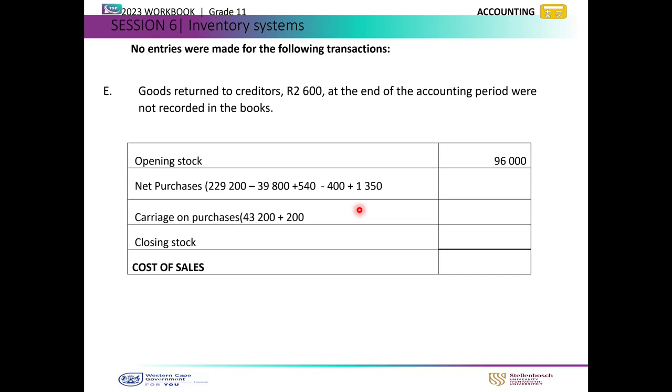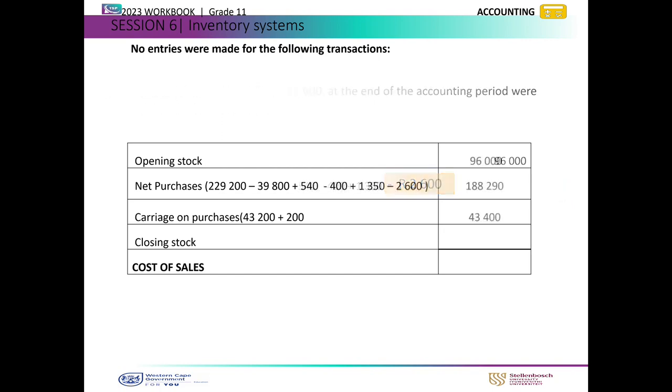So we are going to minus the 2,600 Rand, which is purchases that will be returned to my supplier. Okay, once you have that, you can put in your total. And those are the totals given thus far.